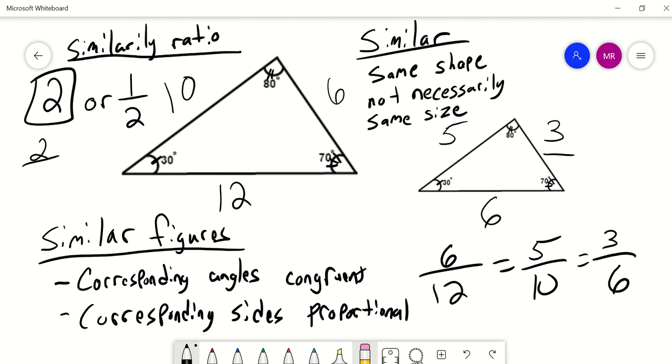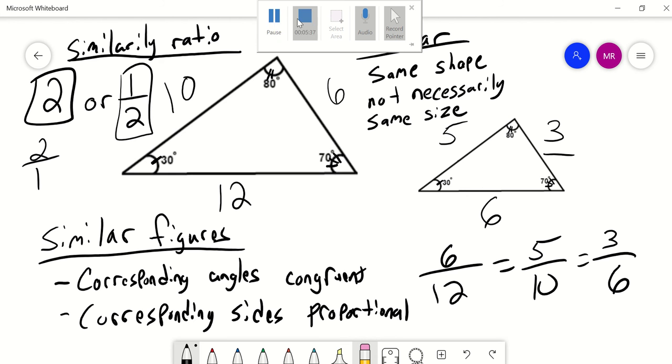2 as a fraction is 2 over 1, right? So if you flip it, you get 1 over 2. It's always going to be that way. So if you told me the similarity ratio was 2, I would take it. If you told me the similarity ratio was 1/2, I would take it. Either one is okay because it depends on whether you're comparing big to small or small to big.